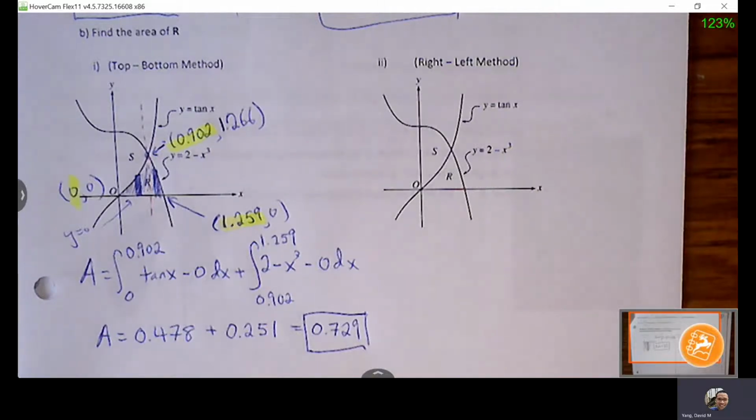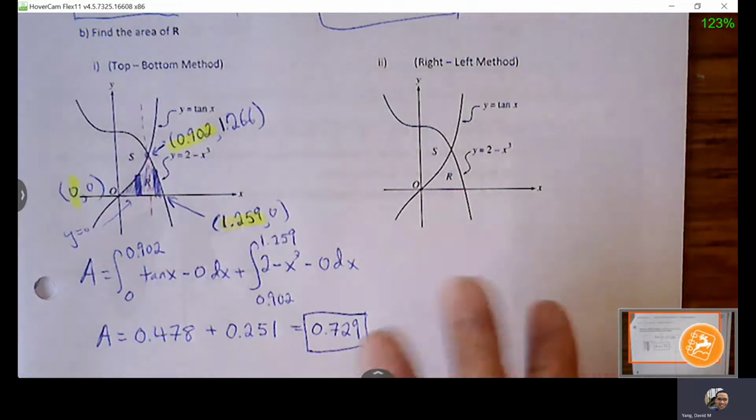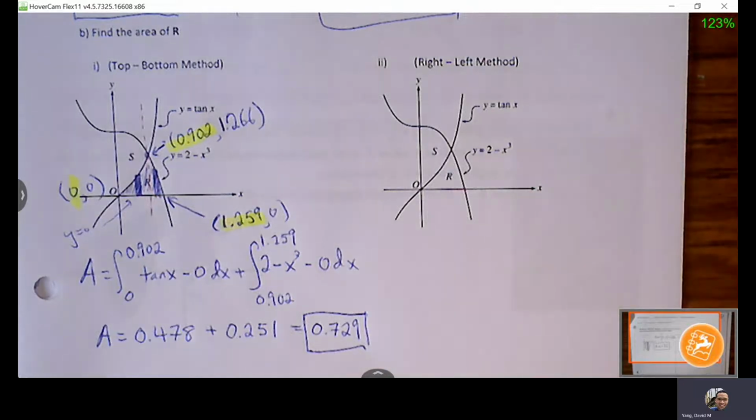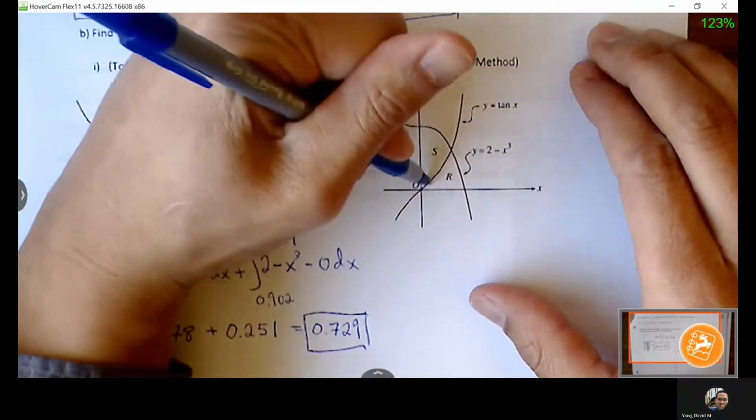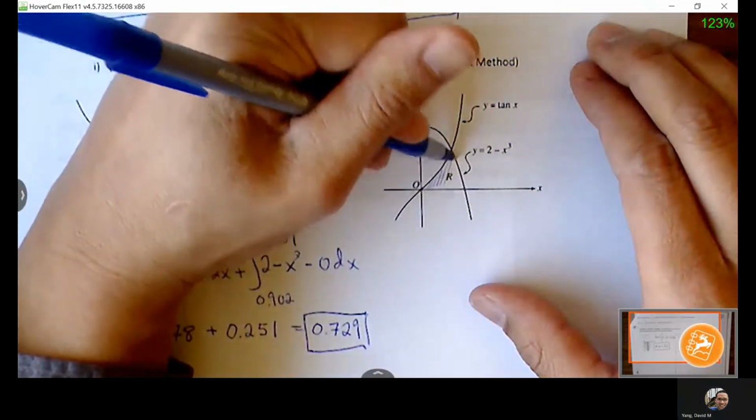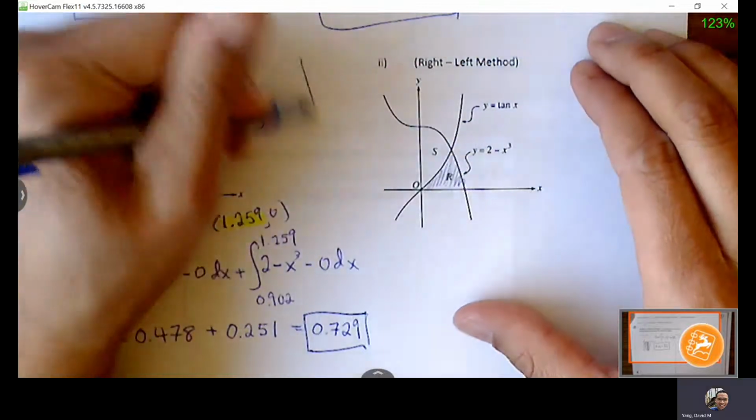Okay, so let's do region R again, but now from a right minus left perspective. The advantage here is we have a lot of things from above that we can carry down, so it should go faster. No questions so far?